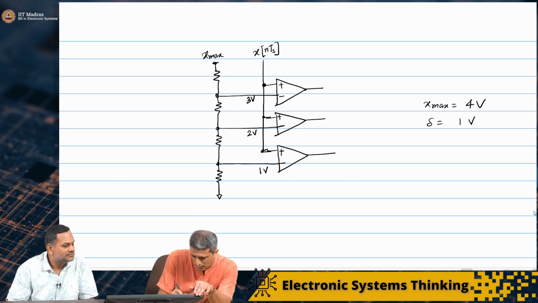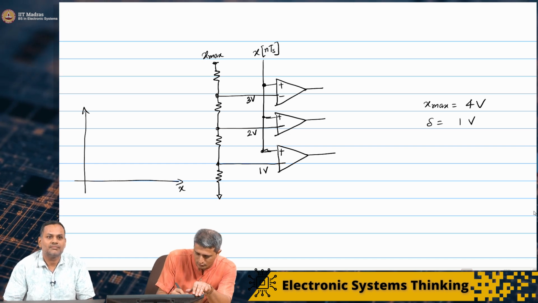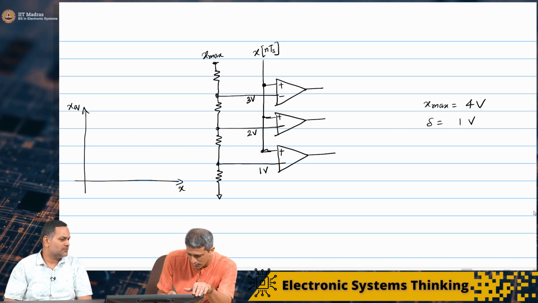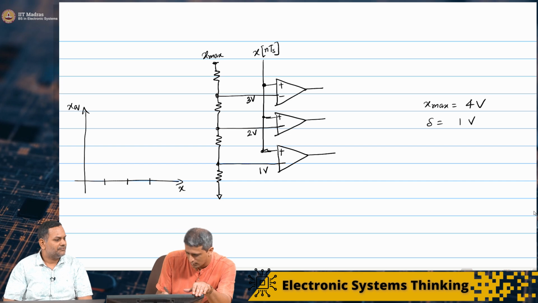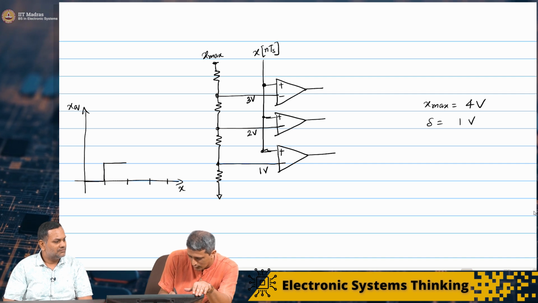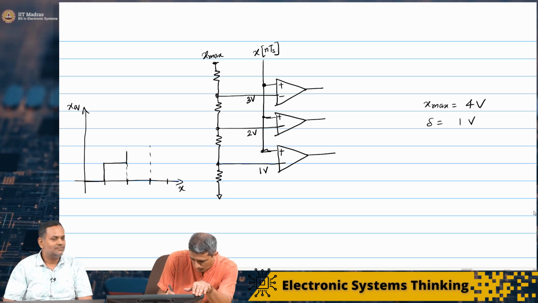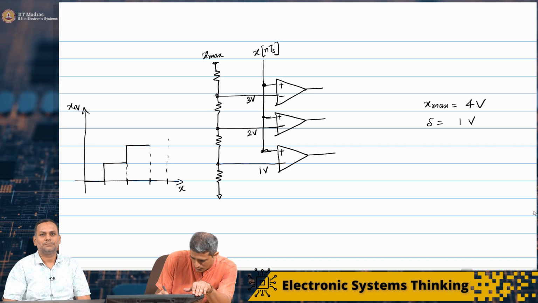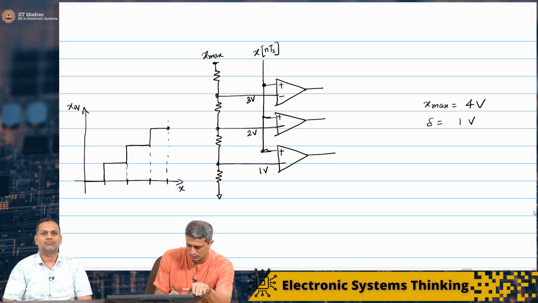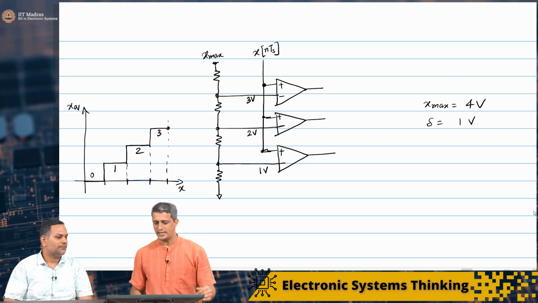We'll plot the transfer characteristics also here, X versus XQ. I can remove the time from this, it's like a DC voltage. So I have delta, 2 delta, 3 delta and 4 delta. This is the waveform that I want, so this is code 0, 1, 2, 3. This is the integer mapping that we want.